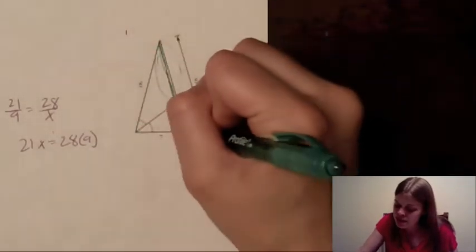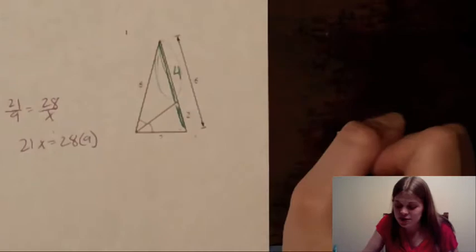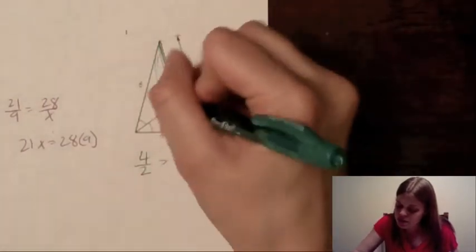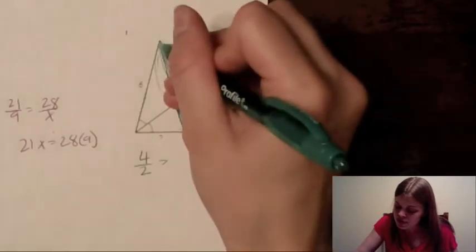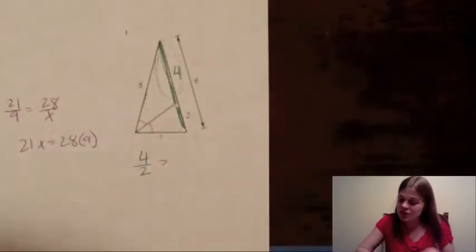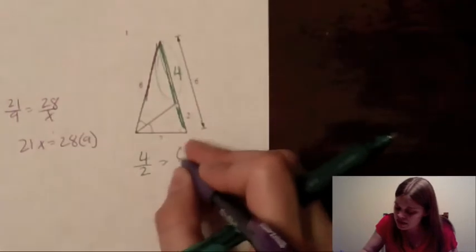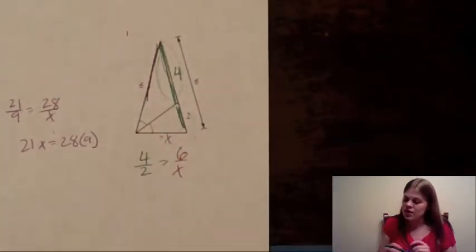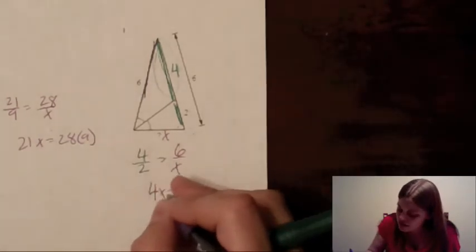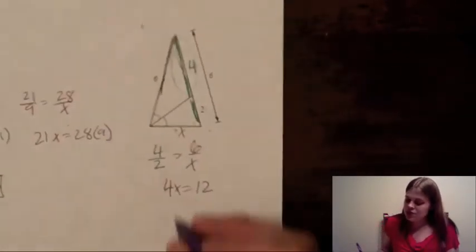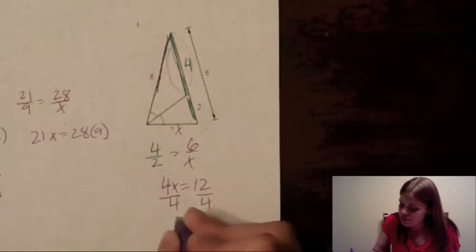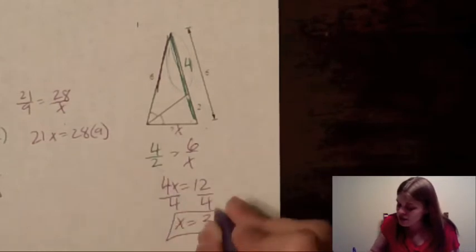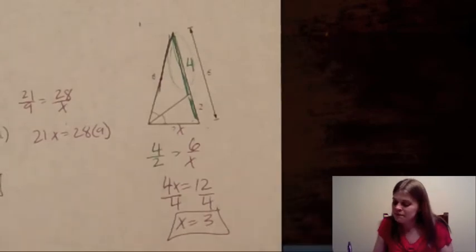Well, if the whole thing's 6 and this is 2, then this has to be 4. So I'm going to do 4 over 2 is going to be equal to, notice since I started with 4, I'm going to take the side that the 4 is touching. So I'm going to take the 6 over, and I'm going to call this x. So I get 4x equals 12. So I'm going to divide by 4 to get rid of multiplying by 4. So x is 3. Okay.